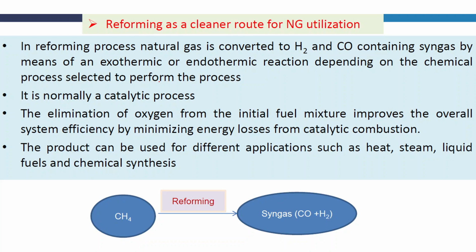Coming on to various types of reforming techniques which are used as a cleaner route for natural gas utilization. So basically, what is reforming? It is basically conversion of one product into another, more useful, more desirable product. Here we are talking about natural gas, where the highest content is methane. So we are talking about reforming this methane into hydrogen and carbon monoxide, which is basically the syngas, by means of exothermic or endothermic reaction, depending on the chemical procedure. Reforming can be done either catalytically using a catalyst or without a catalyst also.